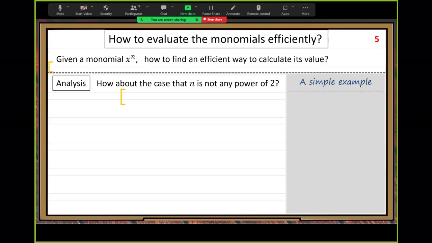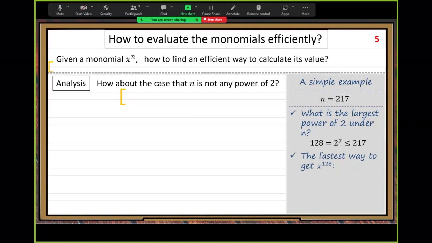Let's look at a simple example. n equals 217. It's not a power of 2. But we can split it as a sum of powers of 2, right? We can represent it as a sum of powers of 2 using the binary representation. So what is the largest power of 2 less than n? 2 to the 7th, which is 128. Because 2 to the 8th is 256, that's larger than n.